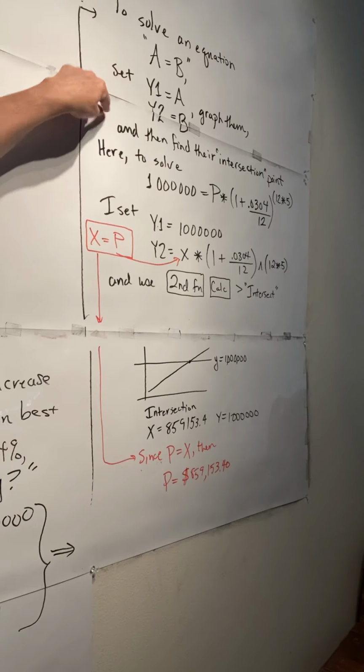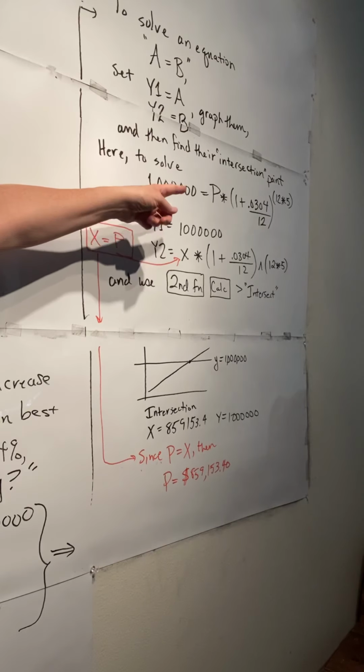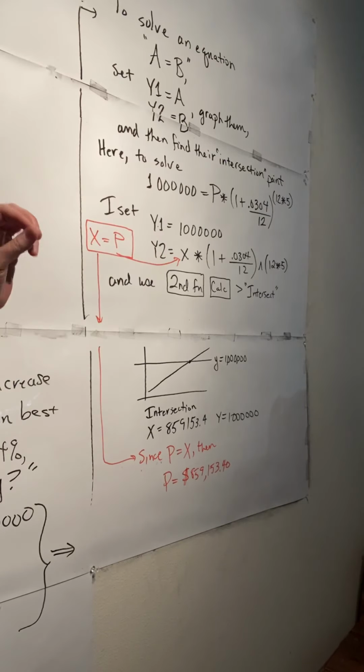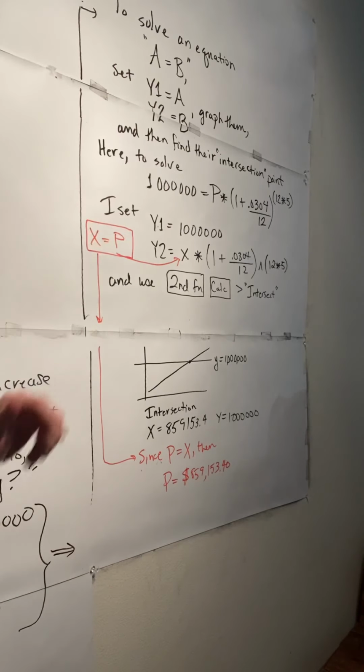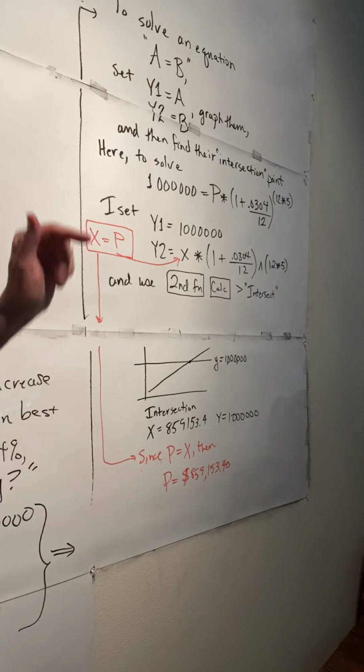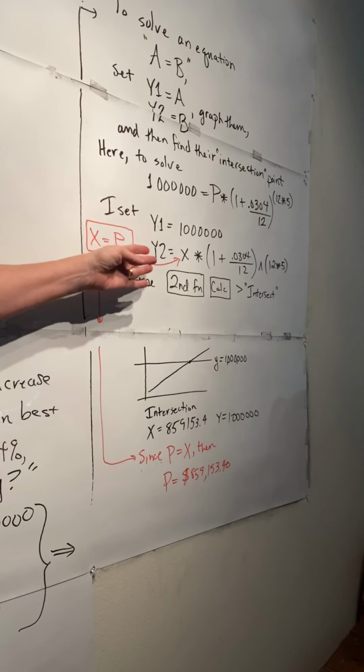So in other words, here we're trying to solve 1 million is equal to P times 1 plus 0.0304 divided by 12, all that in parentheses raised to the 12 times 5. A little tip here: if you multiply out that 12 times 5 and just write 60 there, your graphing calculator will work a lot faster. But you could literally enter it as is.